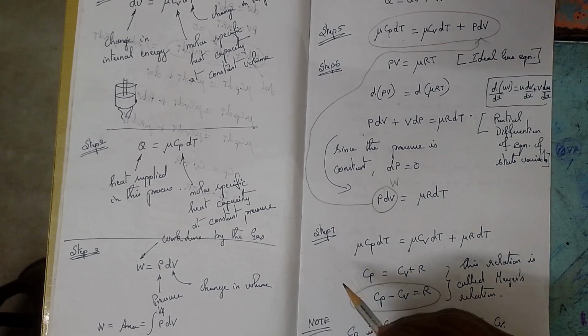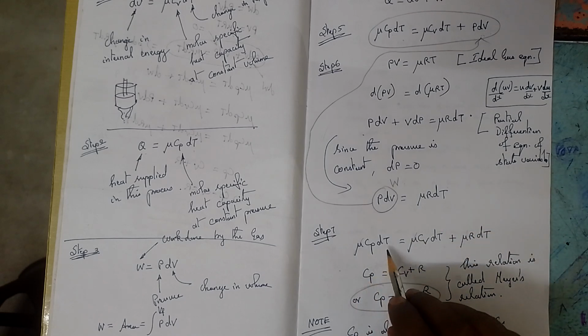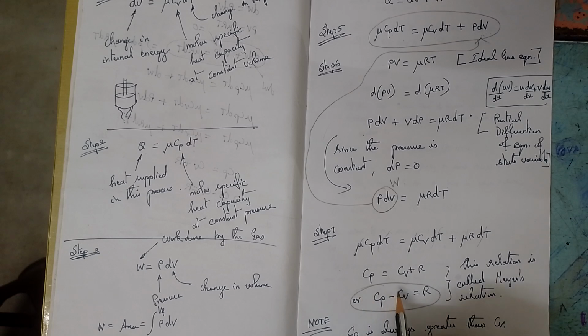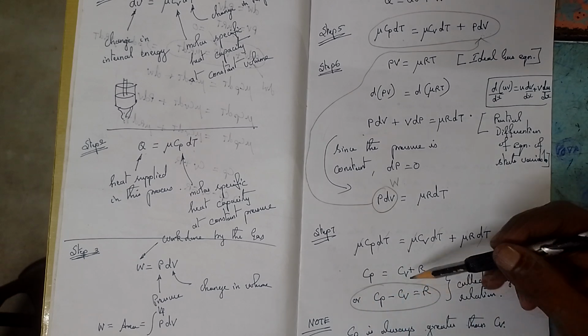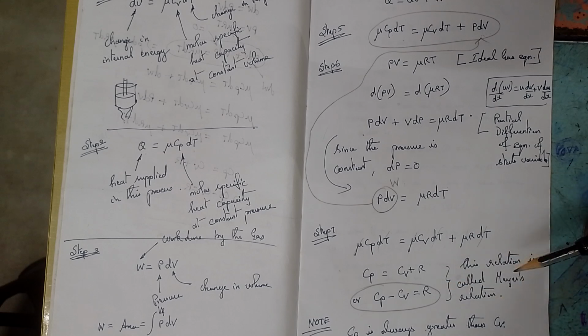Now μ cancels, then dT also cancels, and finally you will have Cp = Cv + R. If you bring Cv to this side, Cp minus Cv is equal to R. This relation is called Meyer's relation. Note: Cp is always greater than Cv. Thank you.